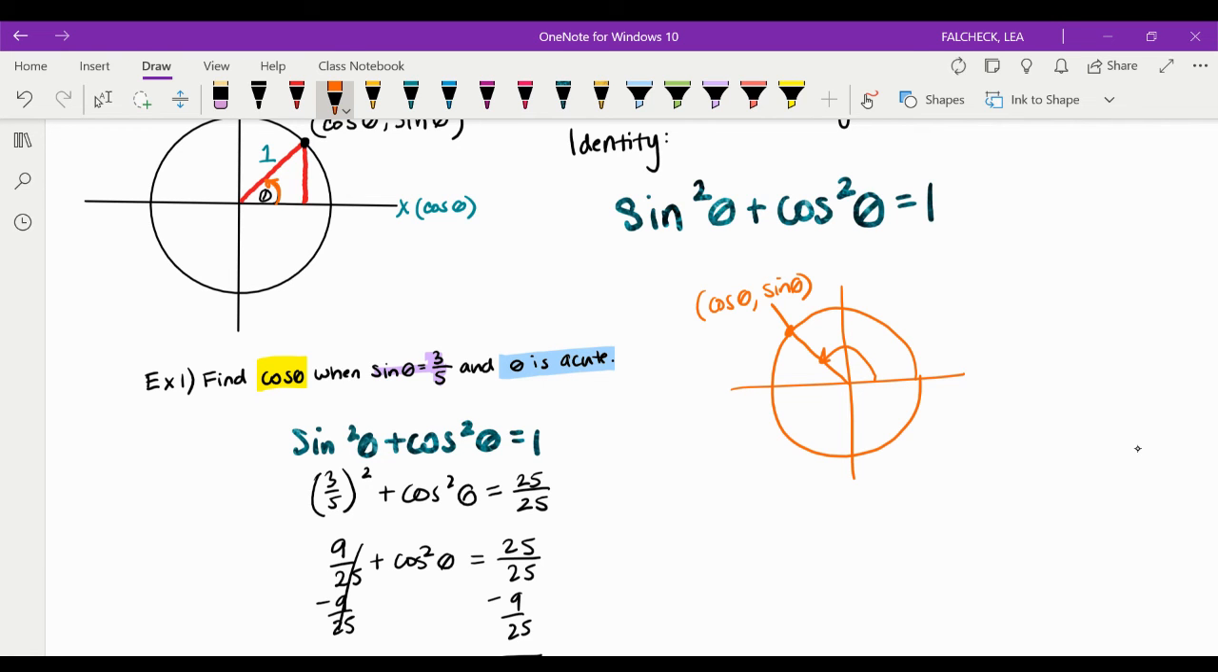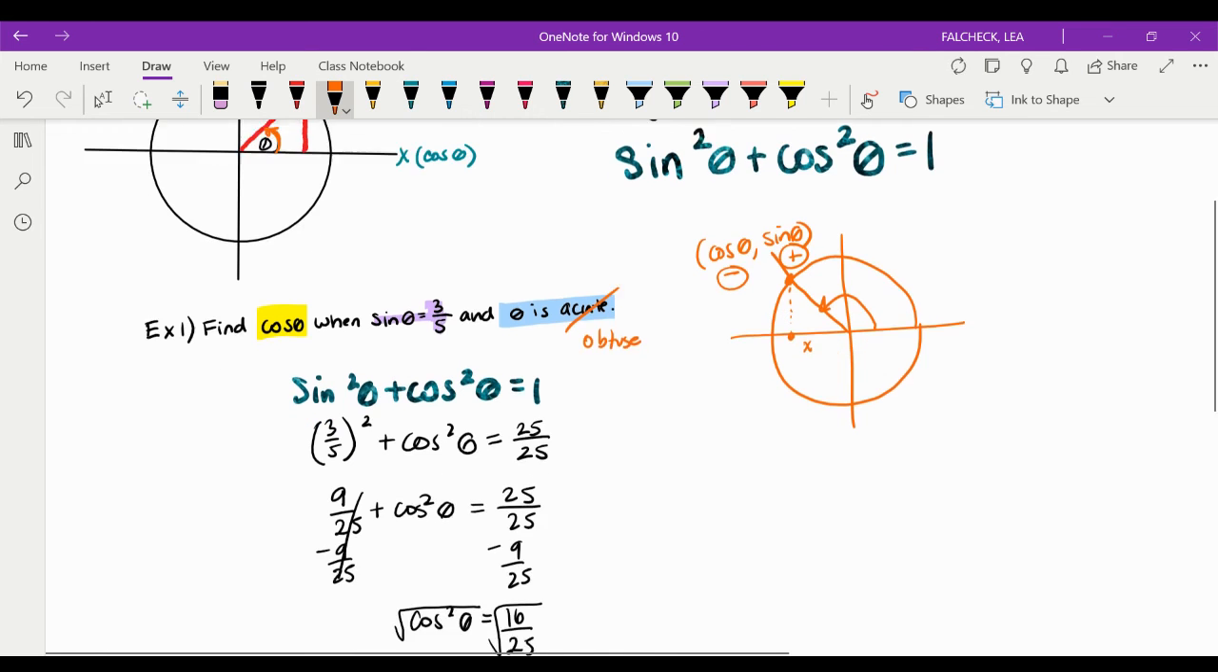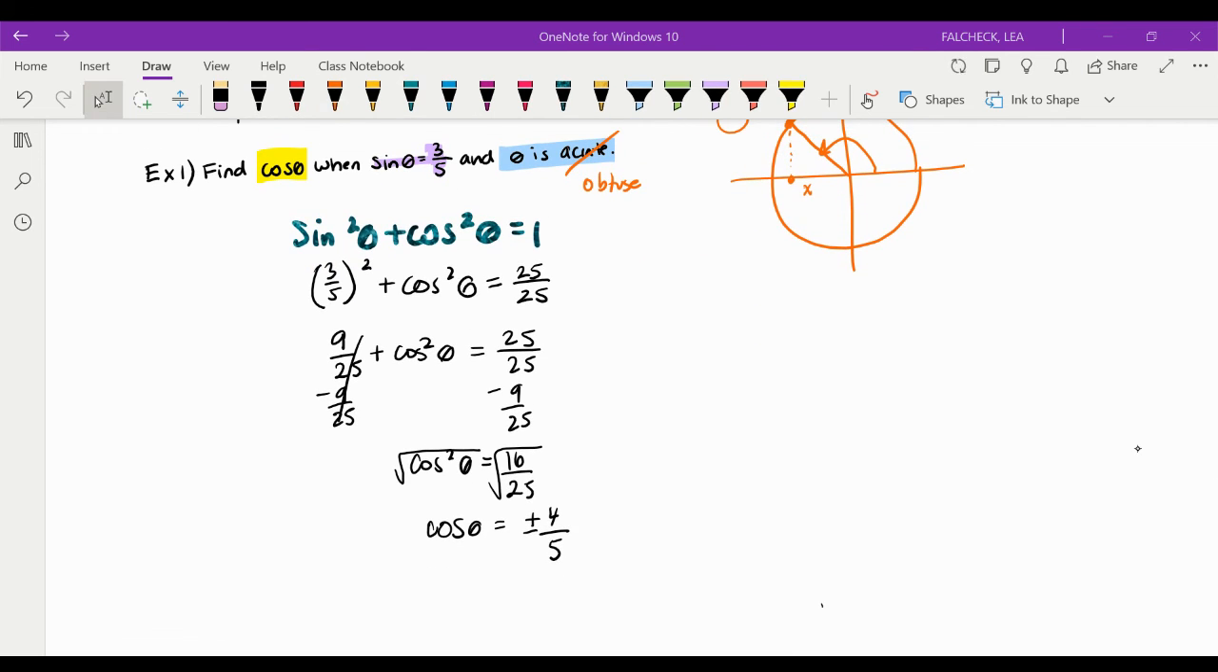Because if we think about the fact that x is cosine, y is sine, then x would be negative, right? If I wanted to put this point on the coordinate plane, x would be negative. So that means cosine would be negative and sine would be positive. So if this said obtuse, then my answer would be the negative one. I would select the negative version of 4/5.